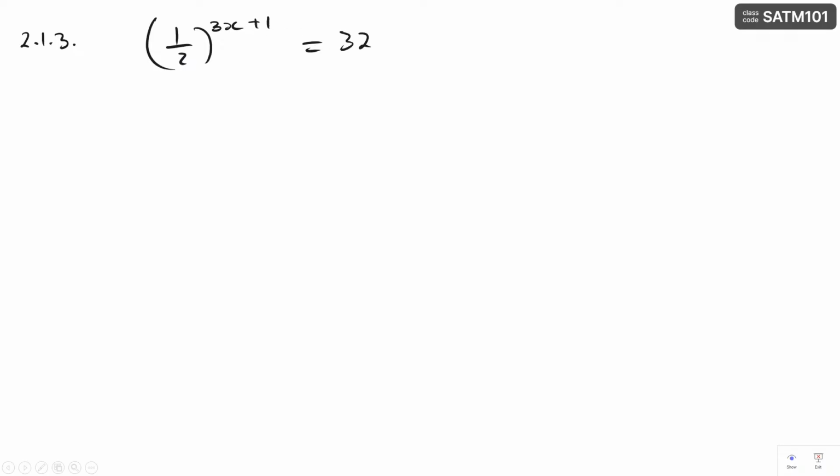Okay, there is something that you need to know. 1 over 2 can be written as 2 to the power negative 1. You can check using your calculator. So let's write this like this. It's going to be 2 to the power negative 1, then 3x plus 1, is equal to 32, which can also be written as 2 to the power 5. You can also check using your calculator.